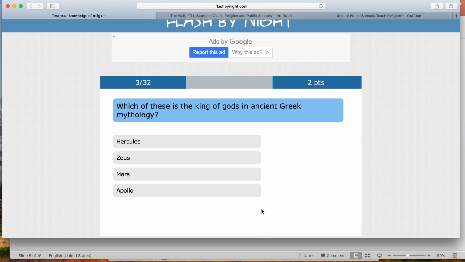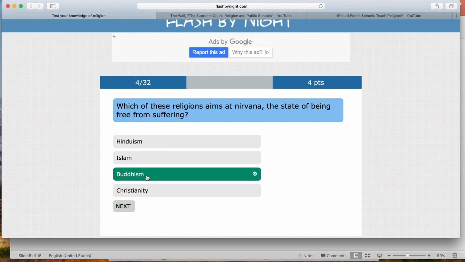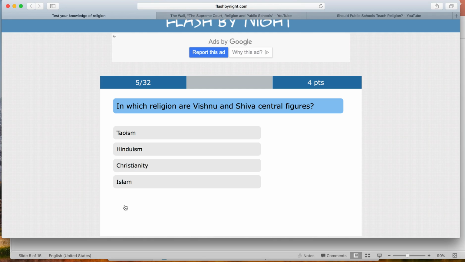Okay, which of these is the king of gods in ancient Greek mythology? Is it Hercules, Zeus, Mars, or Apollo? If you selected Zeus, you are correct. Next question. Which of these religions aims at nirvana, the state of being free from suffering? Is it Hinduism, Islam, Buddhism, or Christianity? If you selected Buddhism, you would be correct. Okay, next question. In which religion are Vishnu and Shiva considered central figures? Is it Taoism, Hinduism, Christianity, or Islam?